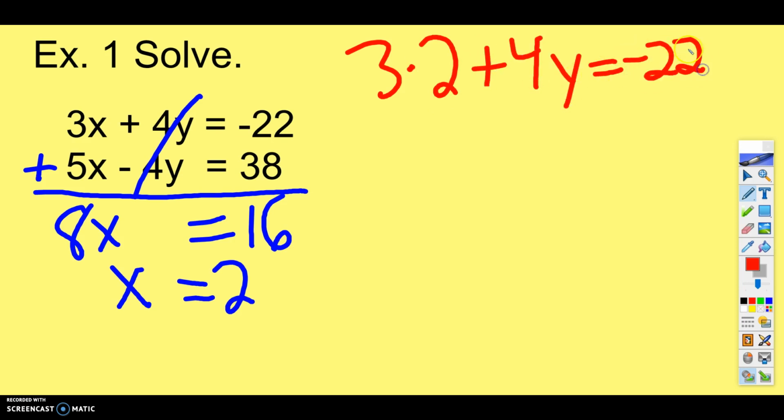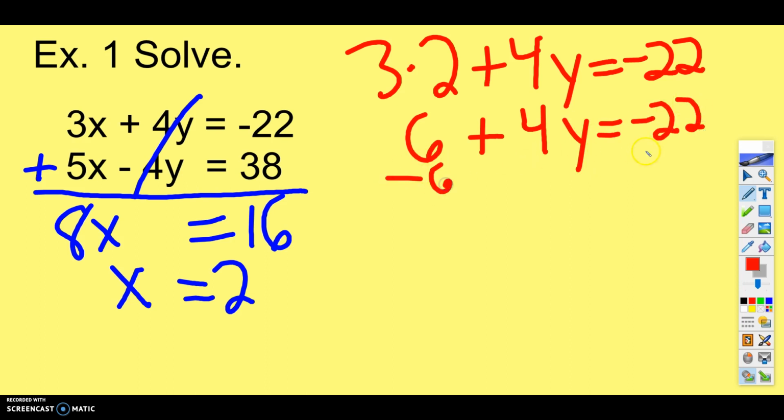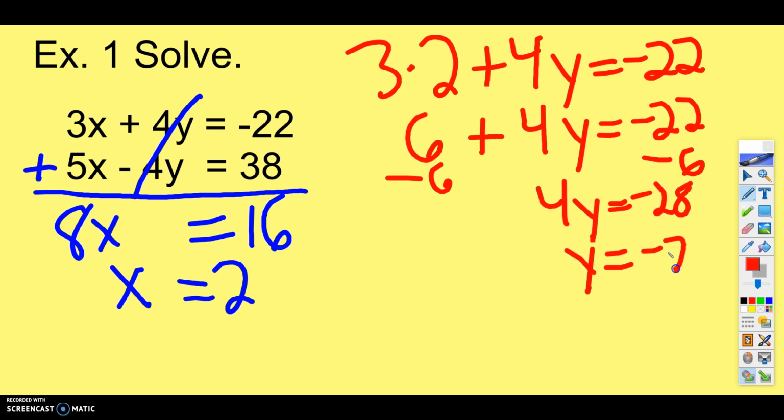Now, I'm actually doing this video again, true story, because even though I knew the answer, I solved it wrong because I didn't drop my negative down. So now I'm going to subtract 6. All right, 4y equals negative 28, and therefore y equals negative 7.